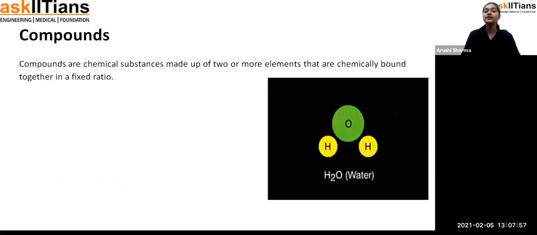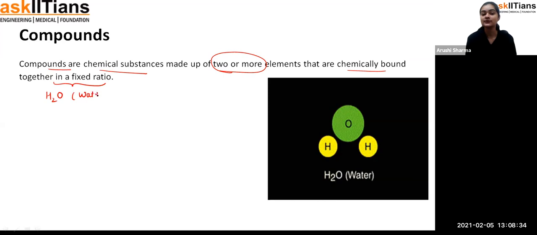Good. Now coming to compounds. So what are compounds, student? As we have already discussed, elements are pure substances. That means only one type of element is present in them. But when those elements combine together in some fixed ratio, then we call them compounds. When elements combine together, they form a bond with each other. So compounds are chemical substances made up of two or more elements that are chemically bound together in a fixed ratio. For example, H2O.